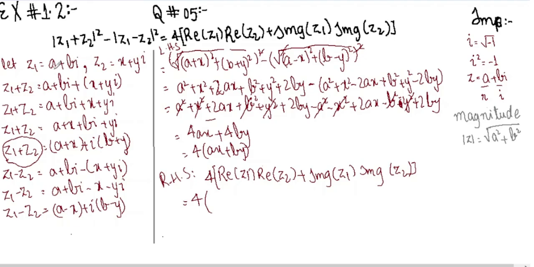Now our solution becomes: the real part of z1. This is z1, a plus b iota. Its real part is a, and its imaginary part is b because it contains iota. So the real part of z1 is a. And the real part of z2, where z2 is x plus y iota: here x is the real part and y is the imaginary part, as it has iota with it. So we are going to write here x, plus the imaginary part of z1, which is b, and the imaginary part of z2, which is y, so we write here by. So our right hand side and left hand side match. So we have proved it. Thank you so much.